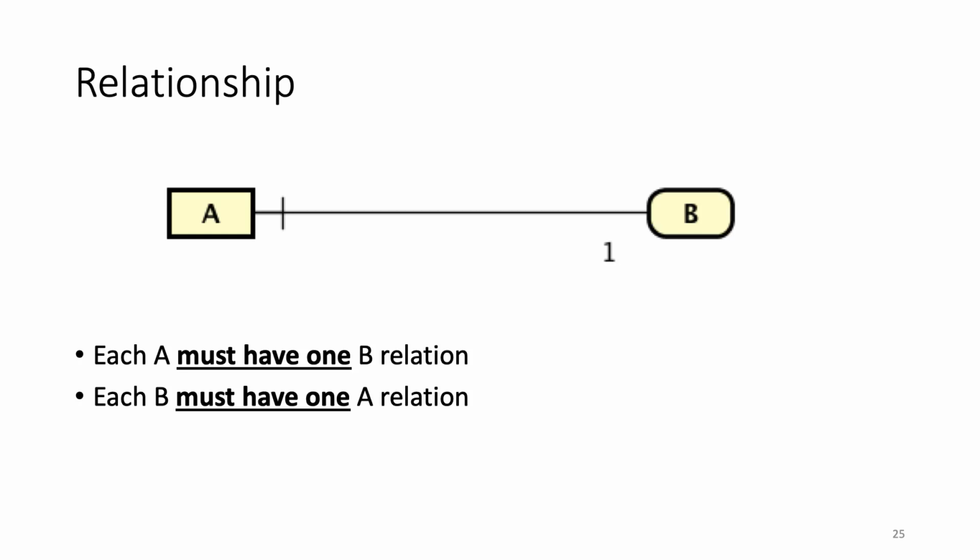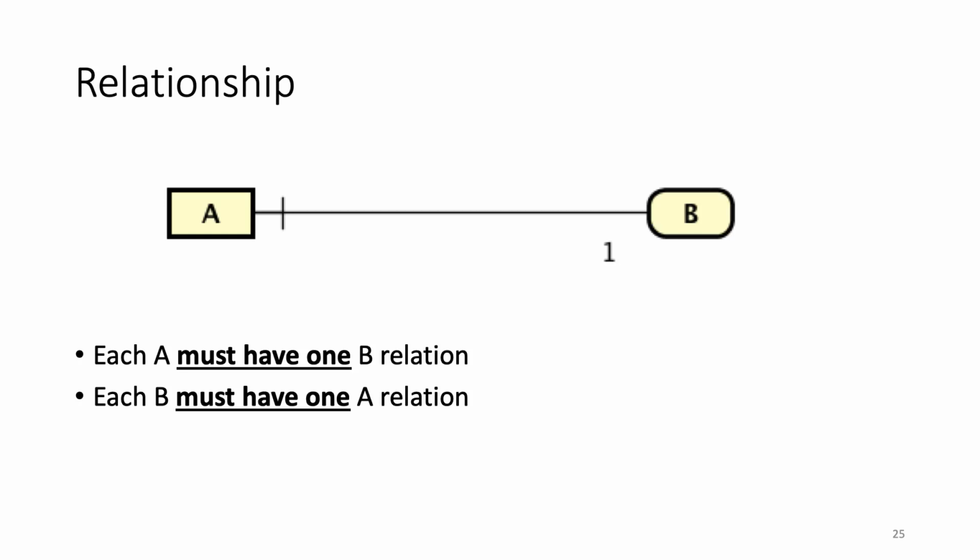Sometimes, even in this style, you'll see differences and different ways of representing things. This is an enforced one-to-one. Every A must have one B, and every B must have one A. There must be a relationship between them, they must exist, and they must be contained correctly.